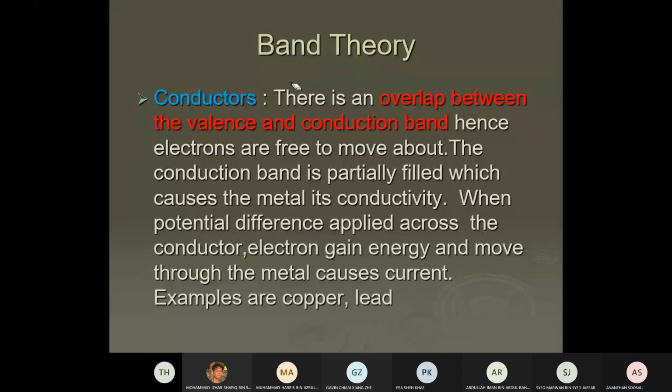Conductor, band theory. There is an overlap between the valence and conduction band. Hence, the electrons are free to move about. The conduction band is partially filled, which causes the metal's conductivity. When a potential difference is applied across the conductor, electrons gain energy and move through the metal, causing current. So that is the conductor.